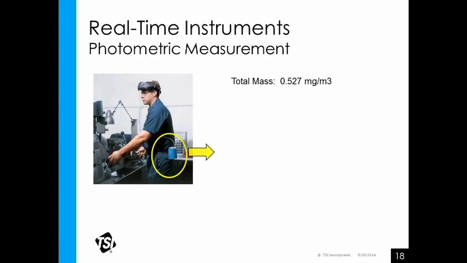Now, this is simulated data. I just put this together to show a point. But let's say we had the same number, 0.527 milligrams per cubic meter, and the green line represents our exposure limit. You say, yep, our average is below that exposure limit, but there are these two times during the day when our exposures were much higher.